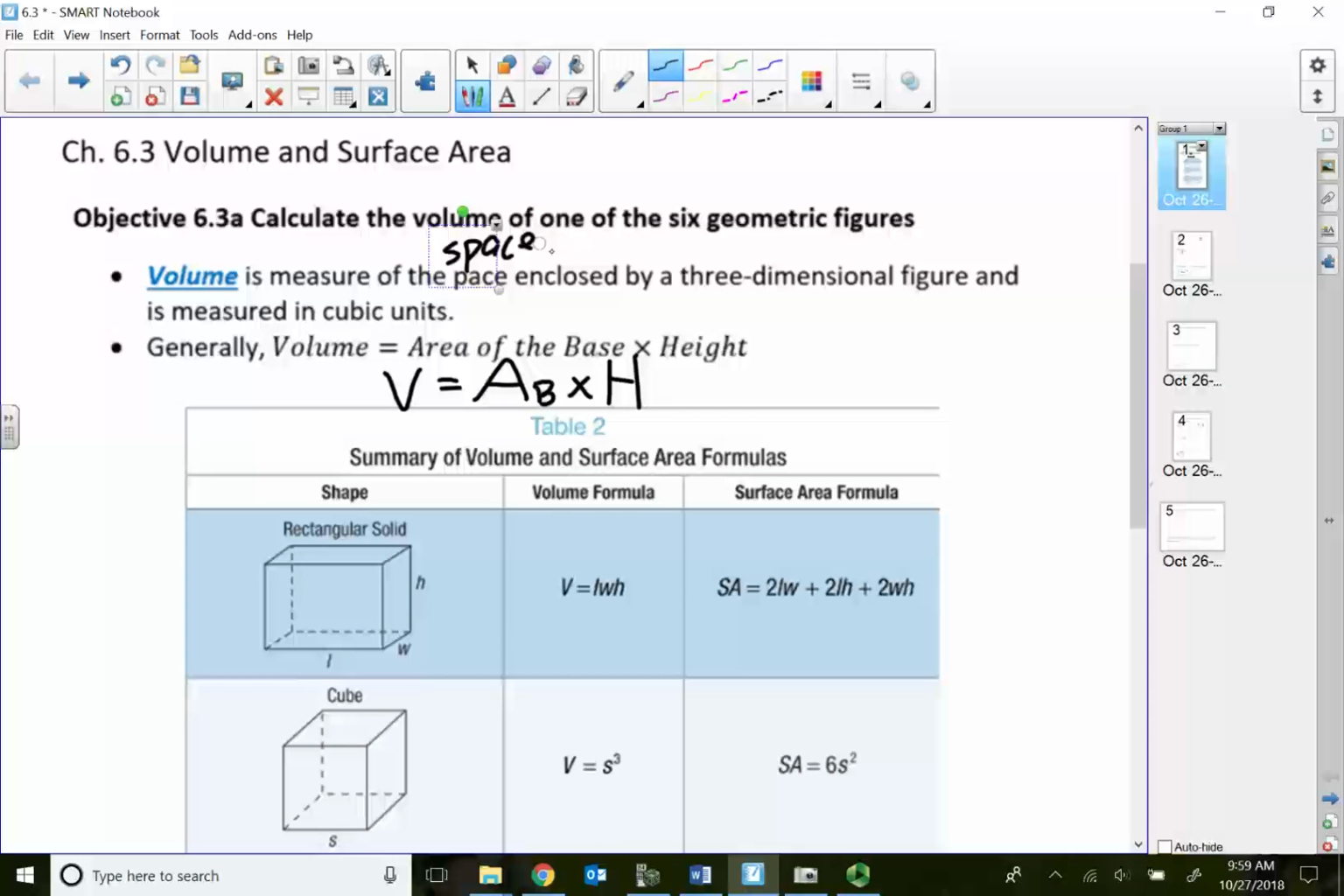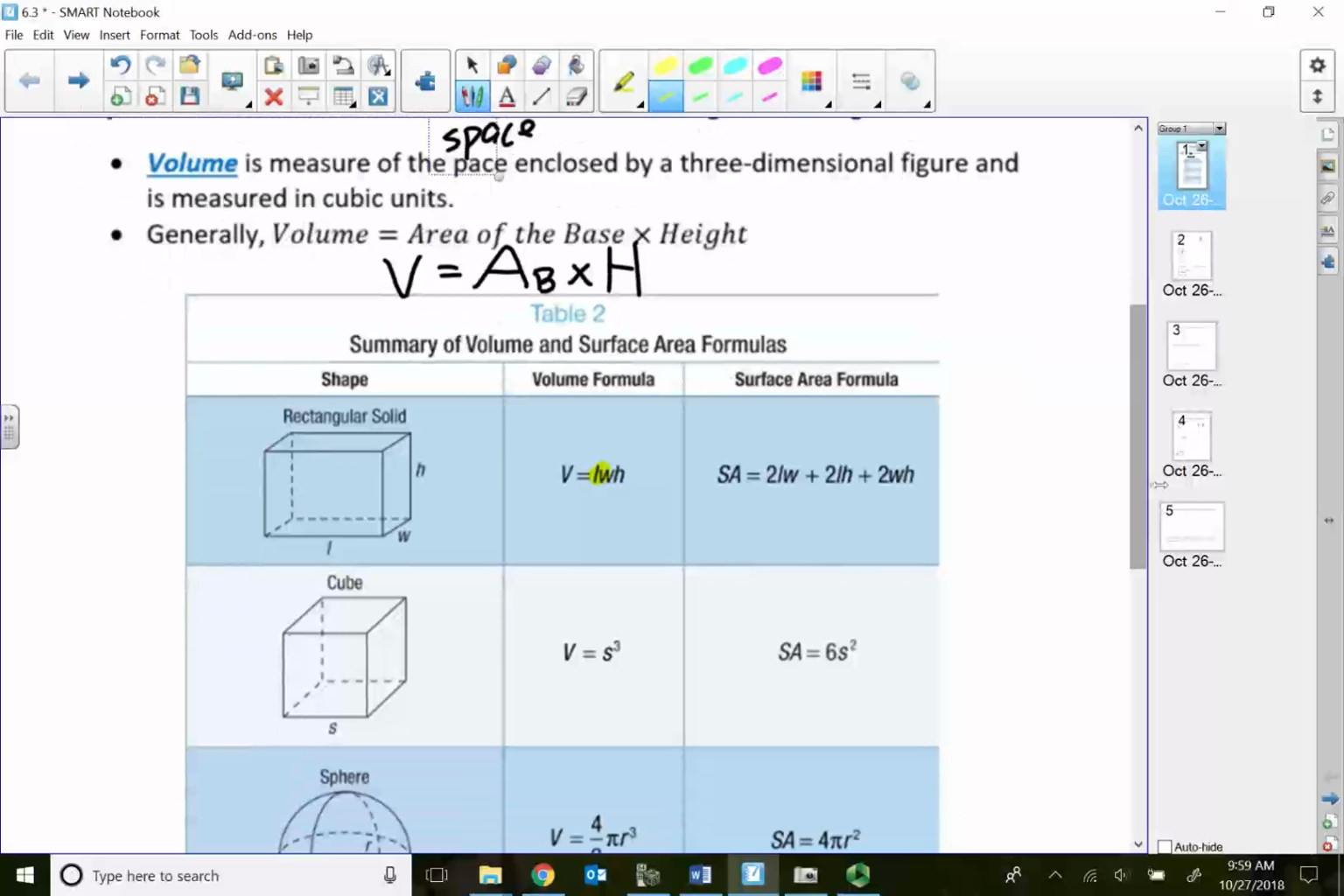So this is what I'm going to do. I'm going to highlight the part that is the area of the base. For a rectangular solid, we call it a rectangular solid because its base is a rectangle. So find the area of the base times the height. Length times width is the area of the base, then times the height. That will give me the volume for the rectangular solid.